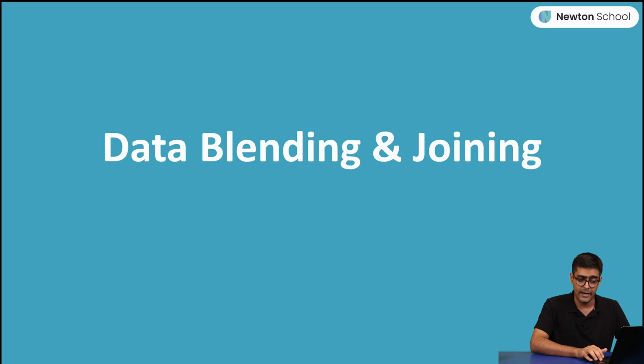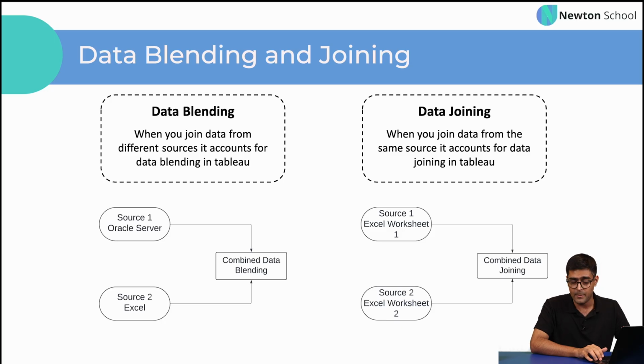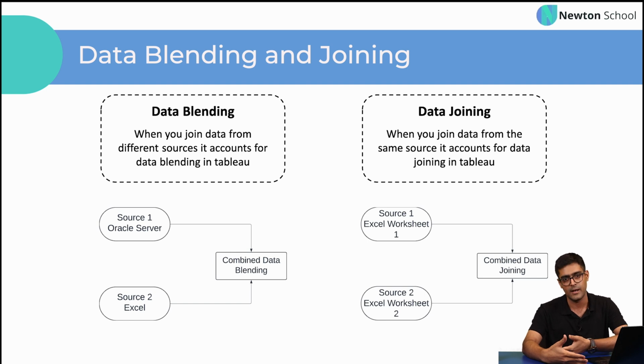And then we'll cover data blending and joining, the differences between data blending and joining. To put it simply, if you're working with two different data sources, right? Let's say one is a server, one is a CSV file or an Excel file, that will be called data blending. If both are CSV files, both are Excel files, basically if both are the same file format, then it's called data joining. For now, let's just remember that, and we can come back to this in detail later on in the course, right? I hope data blending and data joining is clear.